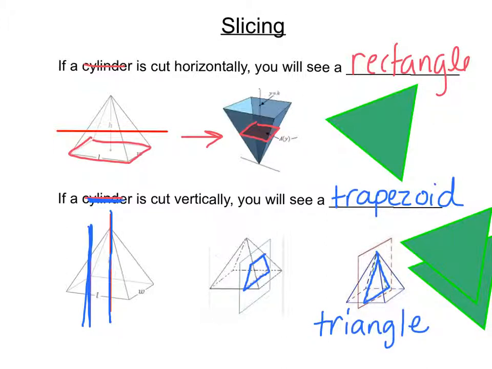And so when slicing pyramids vertically, you can end up with 2 possible options. You can either get a trapezoid or a triangle, depending on where it's sliced. And once again, the more you practice these, the easier it will become, and the more natural it will become to understand these shapes.